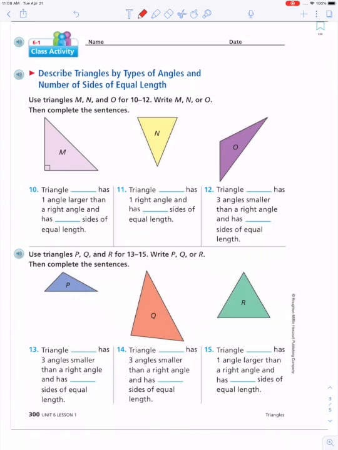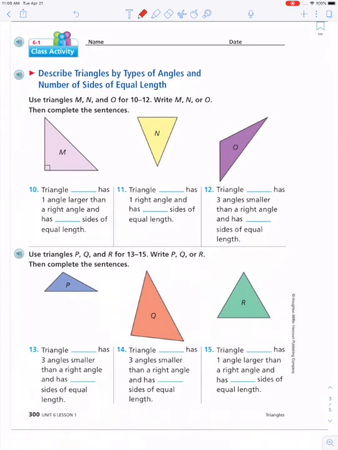So on number 10, the directions say, describe triangles by types of angles and numbers of sides of equal length. Use triangles M, N, and O for 10 through 12. Write M, N, or O, not 0, sorry, M, N, or O, then complete the sentences. Okay? Triangle blank has one angle larger than a right angle and has blank sides of equal length.